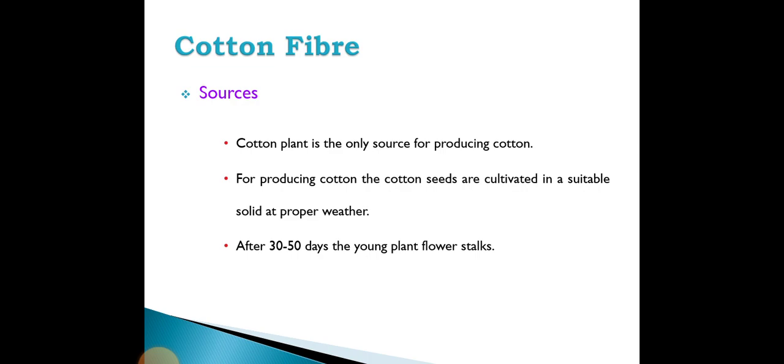Next, cotton fiber sources. Where do we find the sources of cotton fibers? The cotton plant is the only source for producing cotton. For producing cotton, the cotton seeds are cultivated in suitable soil in proper weather. After 30 to 50 days, the young plant starts to flower.